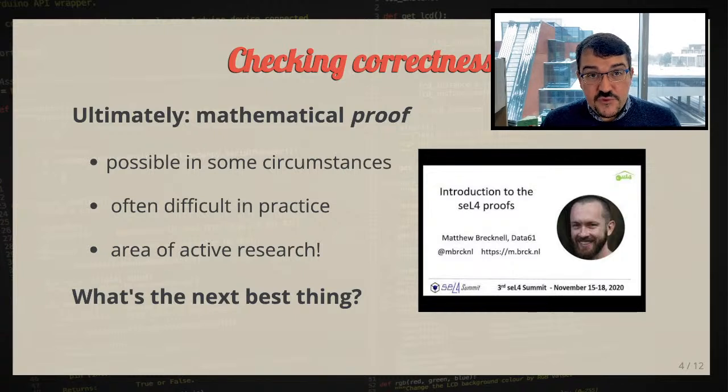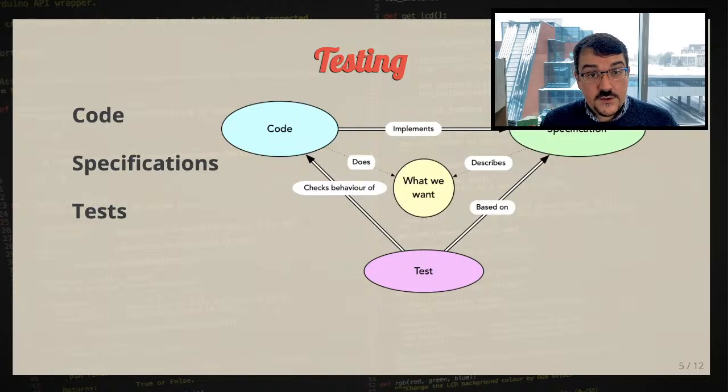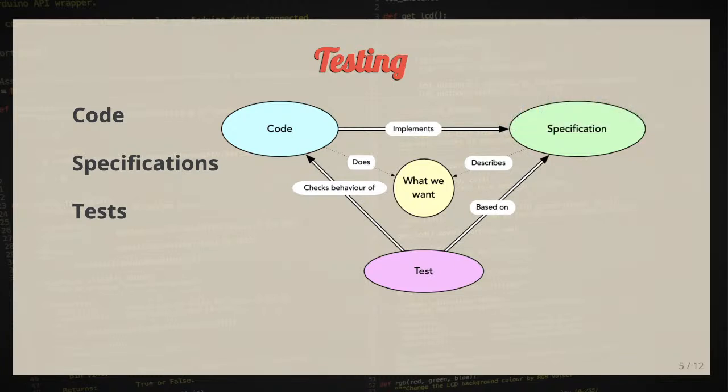So if proving correctness is too difficult and in a lot of circumstances impractical, what's the next best thing? What we are left with is testing. In testing, there are really three different artifacts that need to work together: code, specification, and test. So you have code, you have specifications, and you have tests. You see from our little diagram here that, oh, actually I should put my face away for a sec so you can see the whole diagram.